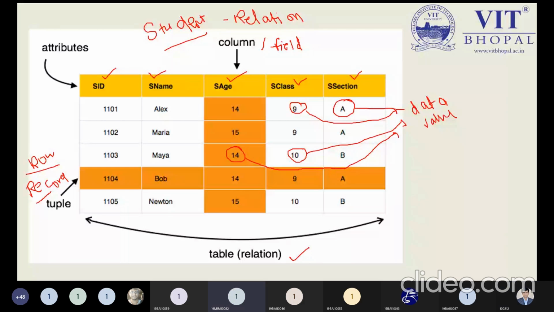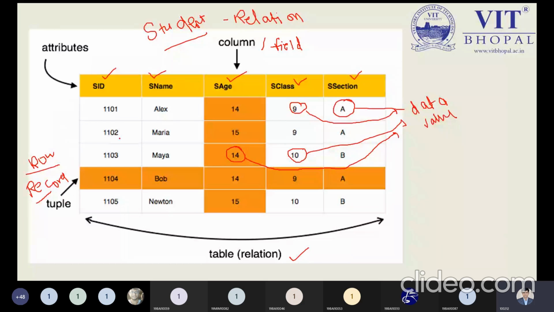Sir, I didn't get the difference between attributes and tuples. Can you explain? An attribute is represented by the column name only. So sid, s name, s age, s column, s class, s section, these are the attribute names. And a tuple means a record, which is represented by the values only. So sid is an attribute name, and the value of this sid attribute, that is 1140, is represented by the tuple.